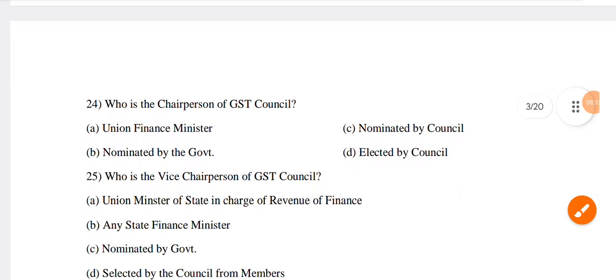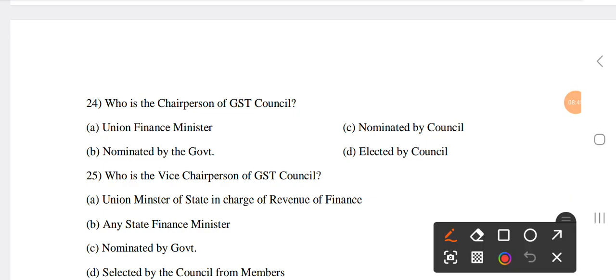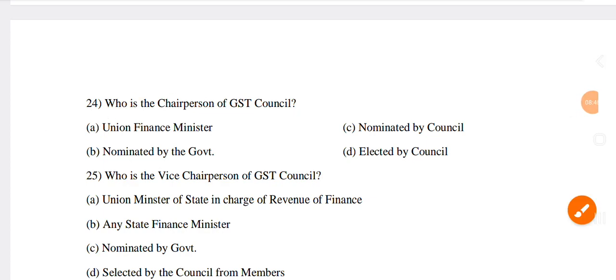Next question. Who is the chairman of GST Council? Option A Union Finance Minister, B nominated by the government, C nominated by Council, and D elected by Council. The correct option is A Union Finance Minister.